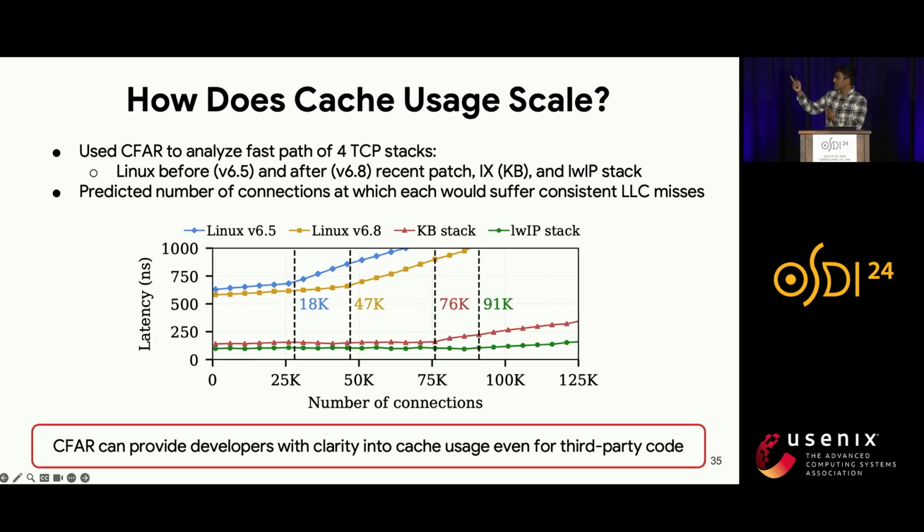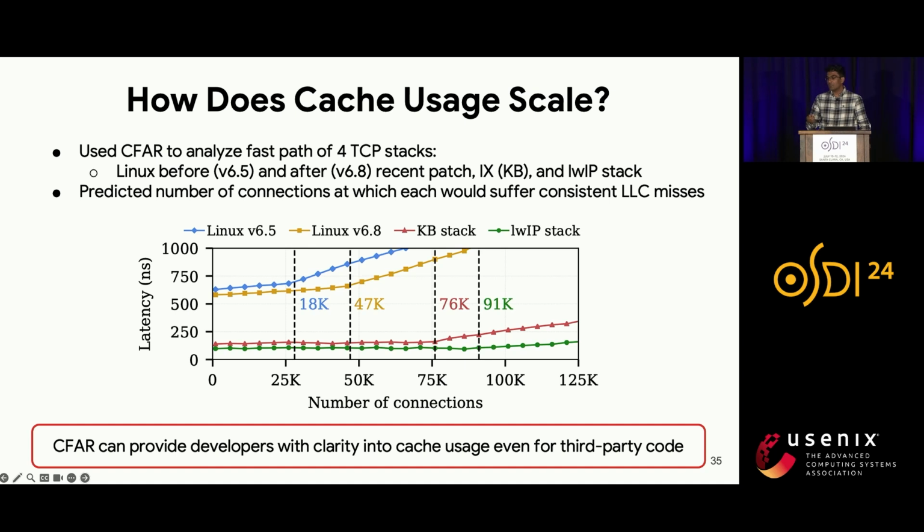And you see the results on the slide here. And what I want you to notice is that for each of the 4 stacks, you start seeing a sharp increase in latency at around the point predicted by CFAR, which tells you that developers can now use CFAR to analyze code that they've probably never seen before and answer key questions about cache usage without having to write any benchmarks.